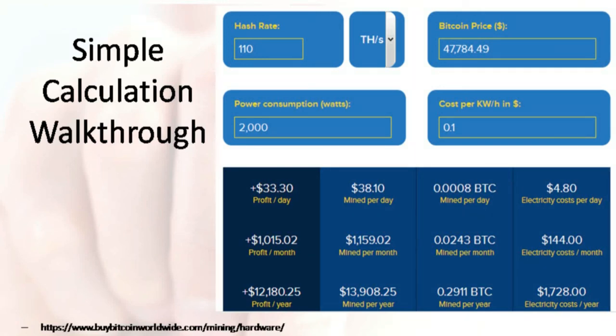So overall, when you look at it per year, you would have a profit of $12,180.25 per year for this particular mining rig. And that's basically just a forecast based on the difficulty of the current blockchain, as well as the current projection of the Bitcoin price.